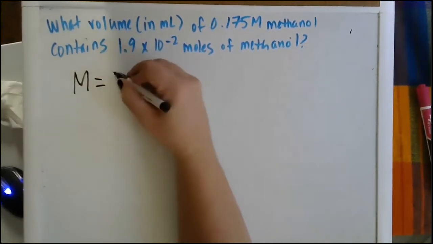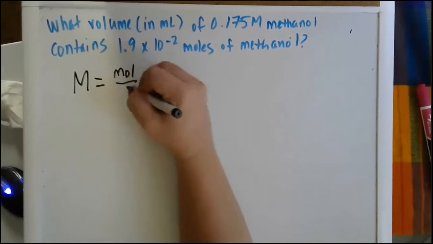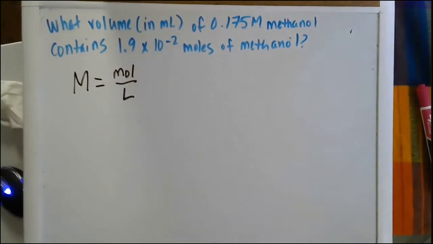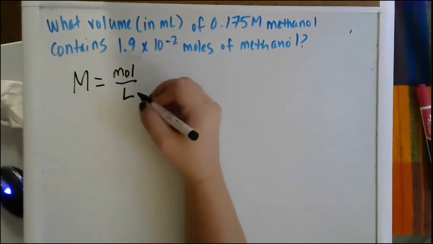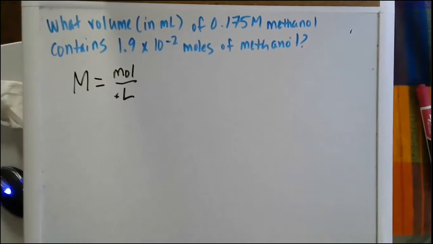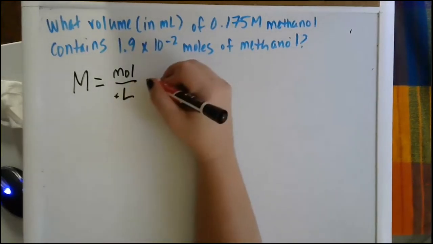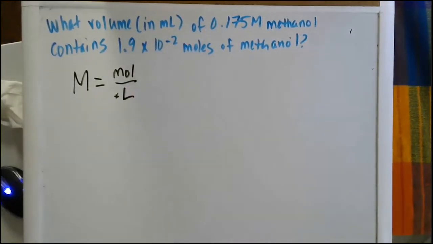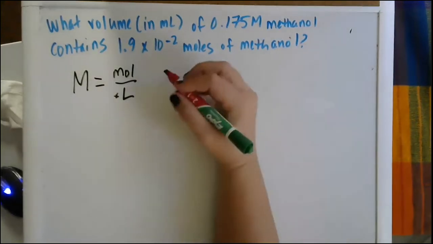Okay, so our first step here is that we're going to write out our molarity expression. Here's our shorthand version of it, moles over liters. And in this case, we want to know a volume value, right? So we're going to algebraically solve the expression for liters like we did last time. Or actually, you know what? We'll do it a little different this time. So last time we solved it algebraically. This time, let's just plug in values and solve.